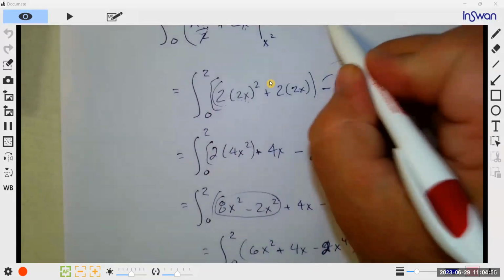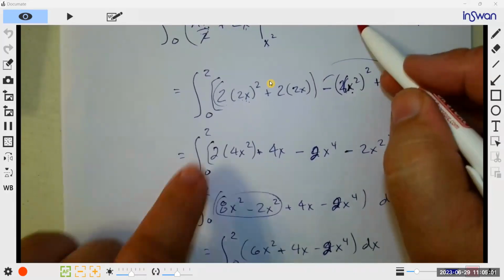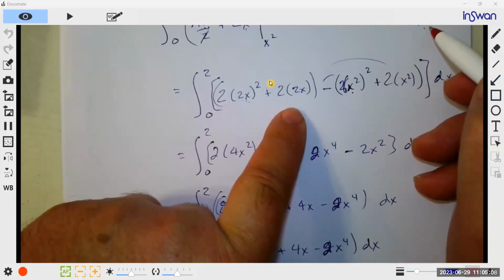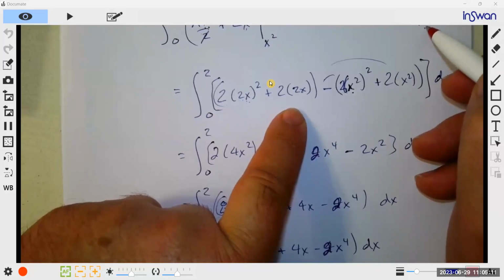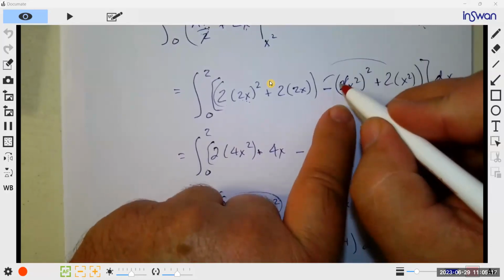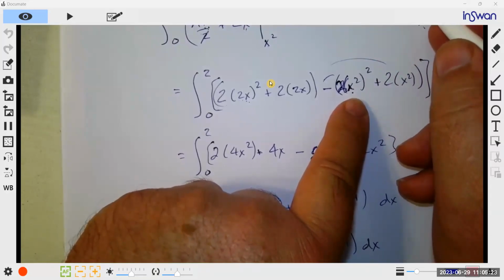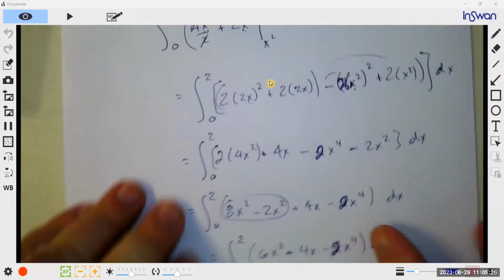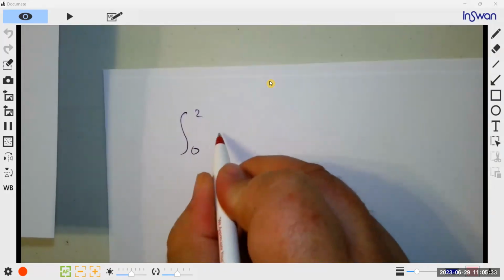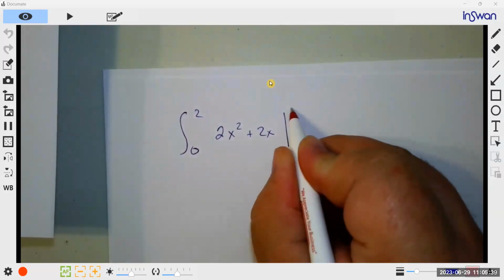It's 2x squared, 2x. So it's 2 times, that should be x, 2x there, minus 2x squared. It's 2x squared plus 2x from x squared to 2x.